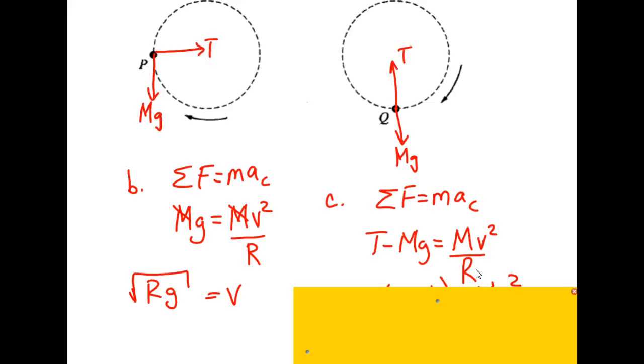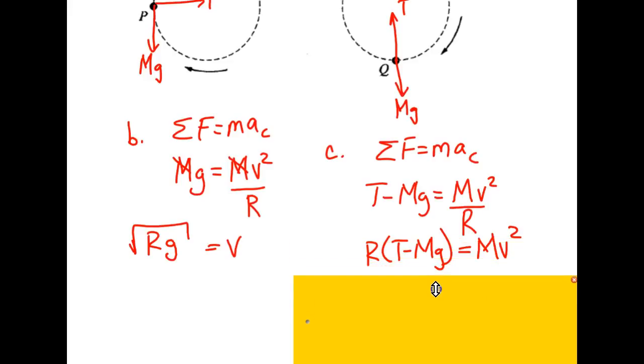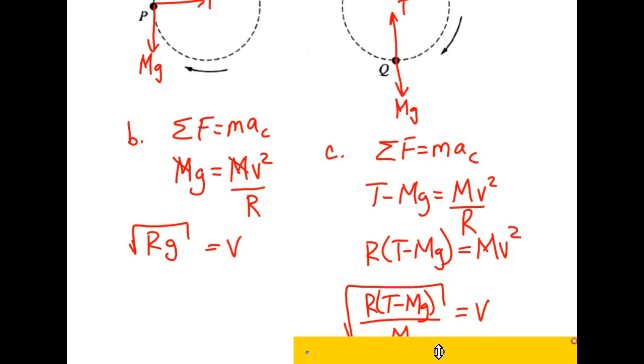They want this solved for the maximum velocity. Now, they gave us the tension, so we're allowed to have that in our answer. So we multiply both sides by R, so we get big R times the quantity T minus mg equals big M times v squared. Divide both sides by big M and take the square root, and there you have an expression for the max velocity at the bottom of the swing.